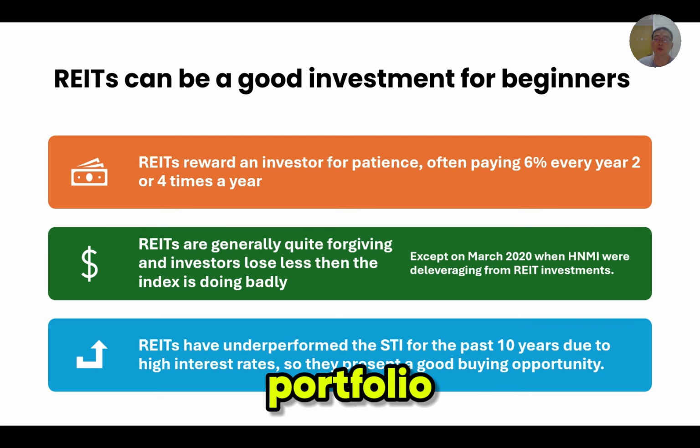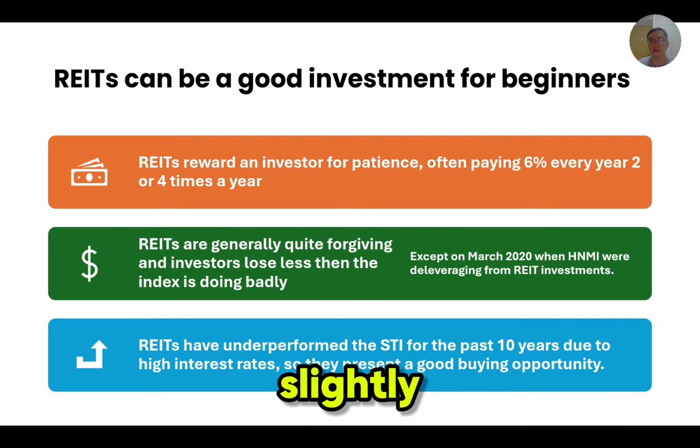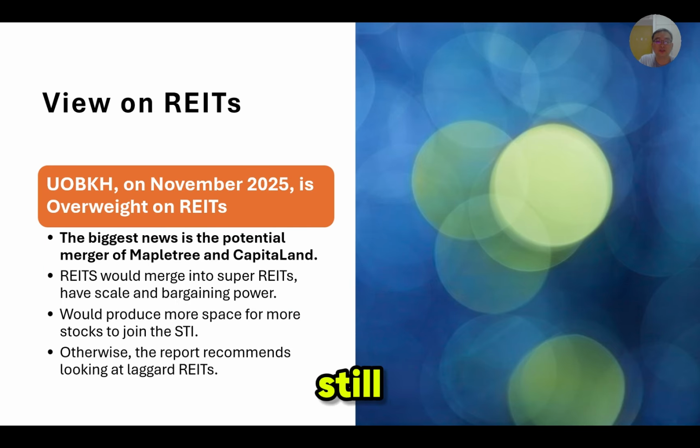In my portfolio, we have more REITs than most other retail portfolios. And so we underperformed the STI slightly, by a few percentage points. Okay, it was still a very good year. I made about 20-something percent, 22%. So I think there is still some way to go for real estate investment trusts.